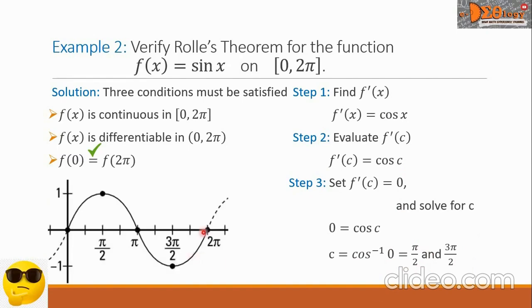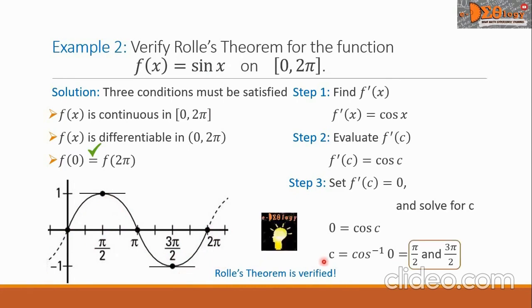Let us show now the graph of sine x. This is our graph. Our closed interval from 0 up to 2 pi. We can see here that when x is equal to pi over 2 and 3 pi over 2, the derivative of the function becomes 0. And at these points, we have two horizontal tangents. So we say now that the Rolle's theorem is verified. This is our final answer.